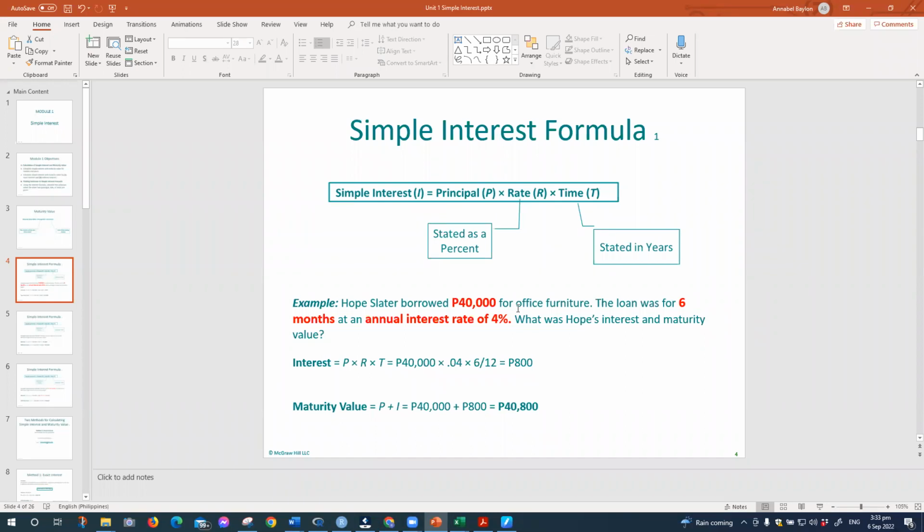Dapat merong one-to-one correspondence. Kung yung rate na ginagamit natin monthly, then yung time natin dapat in months. That's a basic rule in computing for the interest. Tapos kung ang interest natin binigay semi-annual, dapat yung period din natin semi-annual din. Alright? So kung binigyan tayo ng rate na annual, tapos yung period months, hindi natin pwedeng i-multiply diretso.